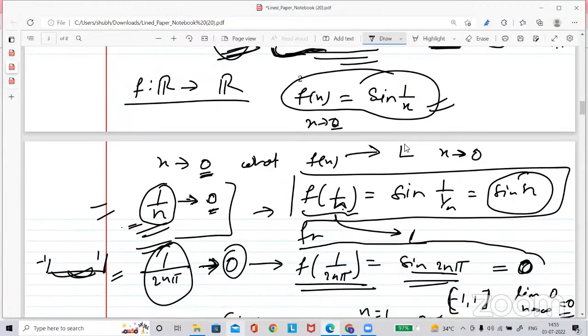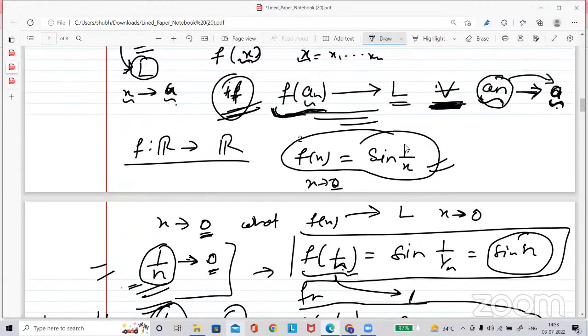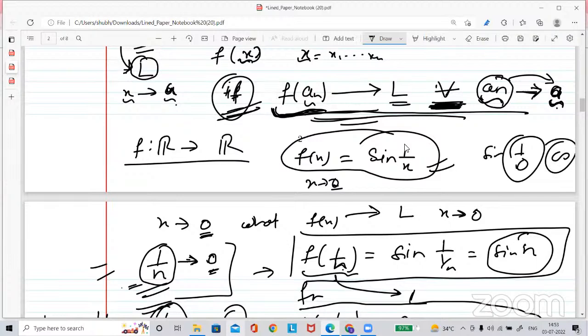Yeah, that's why I chose this function, to tell you the exact definition of what is happening here. Otherwise, you already know that as x goes to 0, this portion inside is unknown. It is going to be a very large number, 1 by 0, or not a large number, this is infinity, which means we don't know.